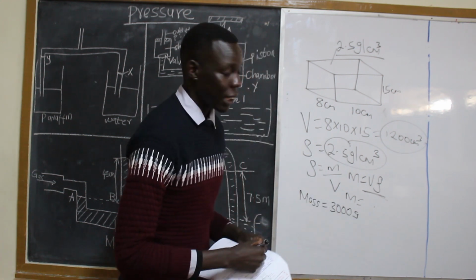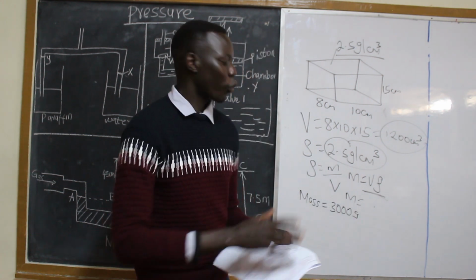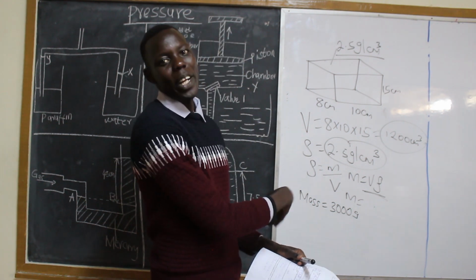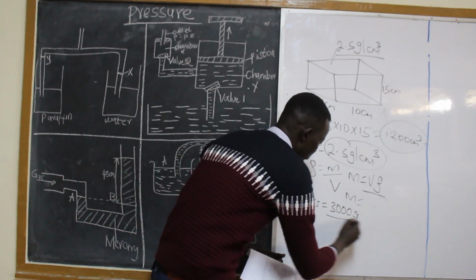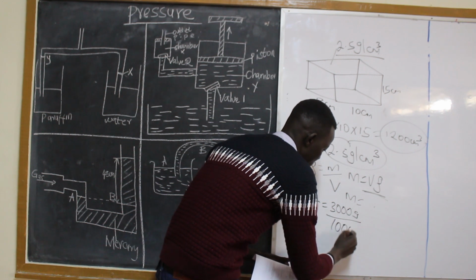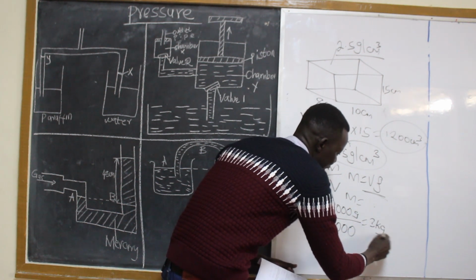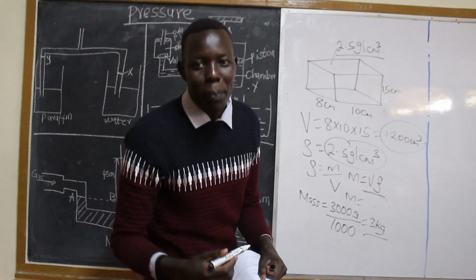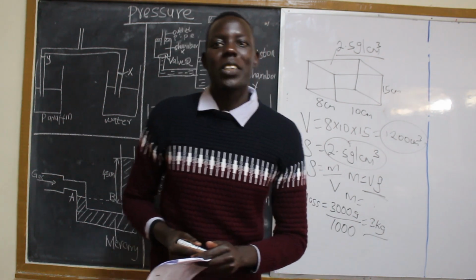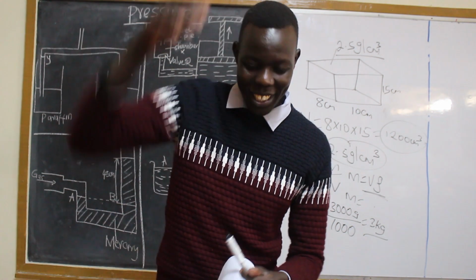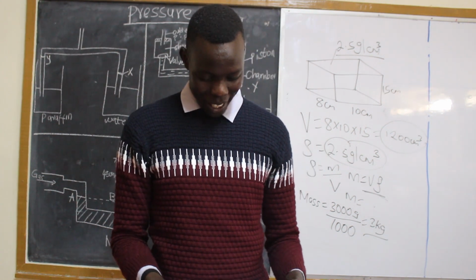But the question is not asking about mass, it's asking about weight. First of all, let's make this kilogram. How do we do it? We divide by 1,000. We get 3 kg. Still, that's not the answer. Multiply by 10, you get 30 newtons. How many have 30 newtons?